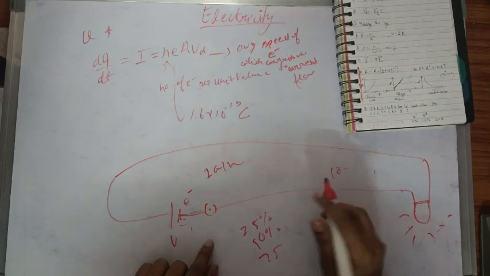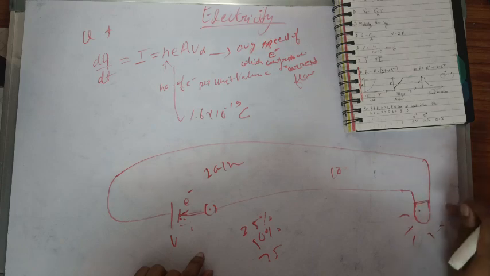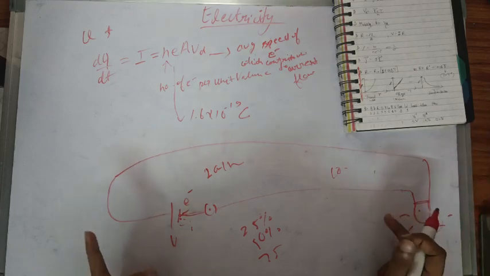And this is because we don't actually need this electron to reach here for the current to flow in this LED.